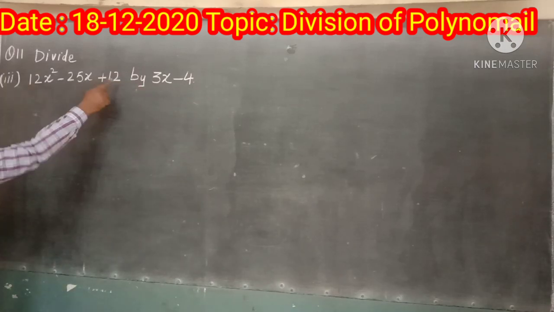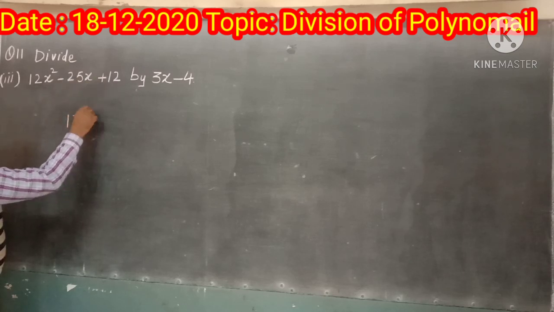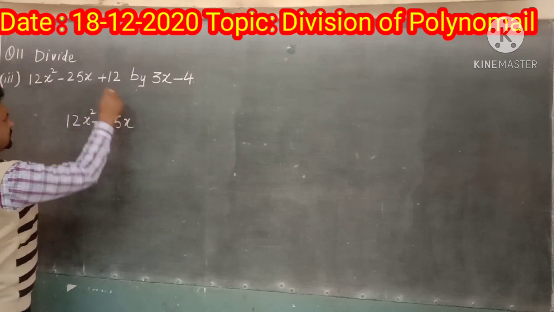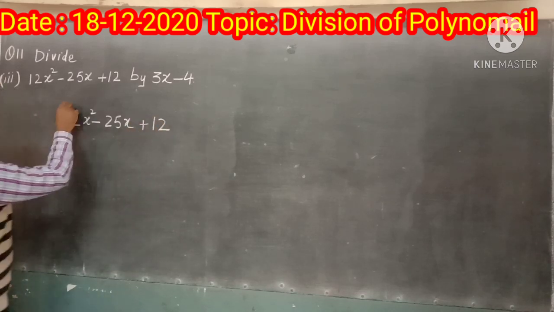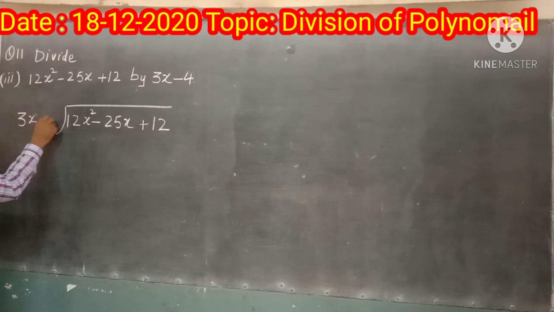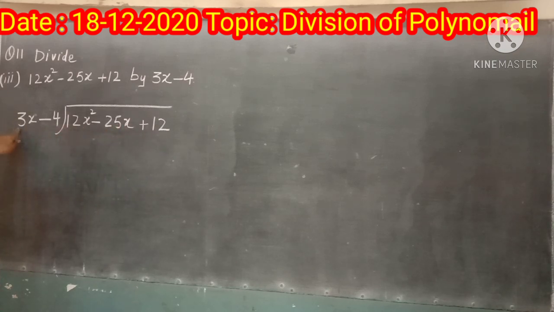So first I will write the dividend, 12x square minus 25x plus 12 divided by 3x minus 4. Students, this one is a dividend and this one is a divisor.